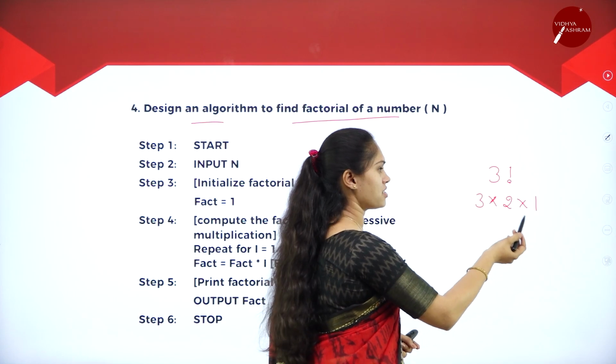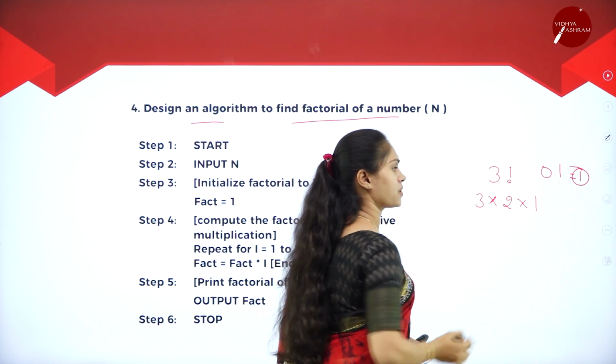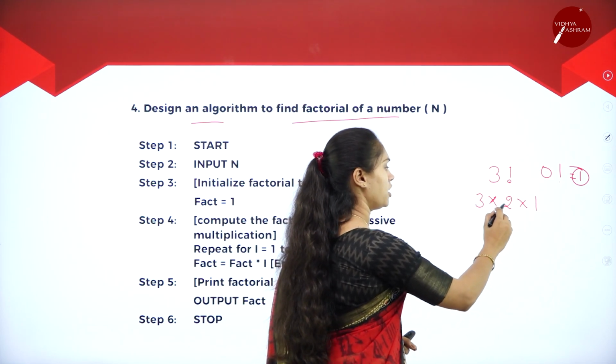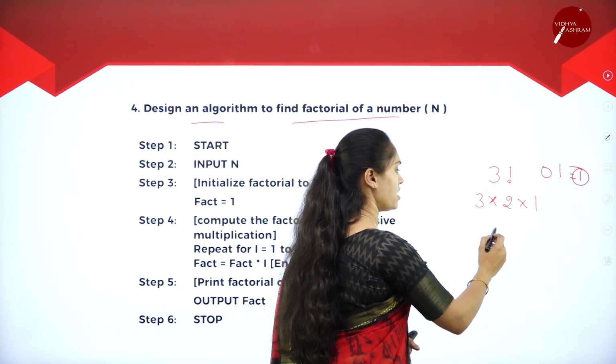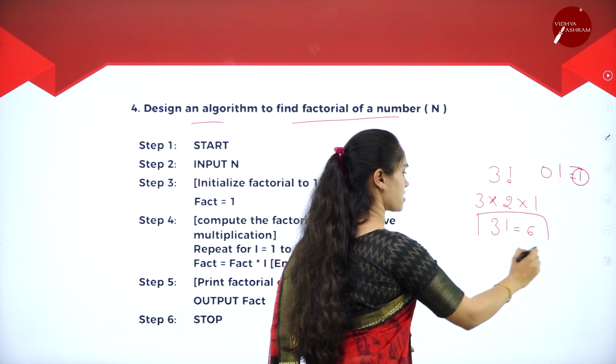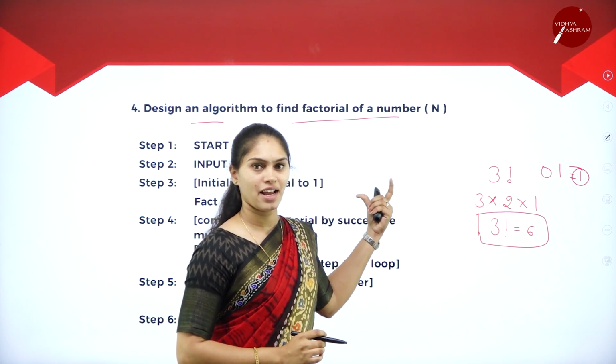You have to understand one thing: 0 factorial is always equal to 1. So 3 into 2 is 6, and 6 into 1 is 6 itself. Then what is the value of 3 factorial? That is 6. In order to depict this problem, we are writing an algorithm here.